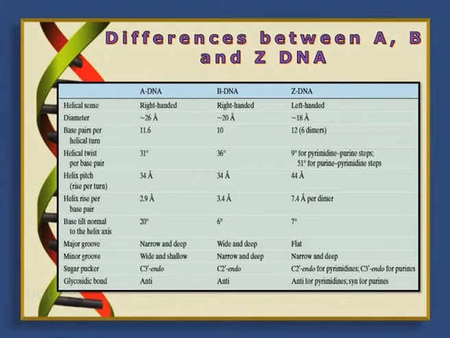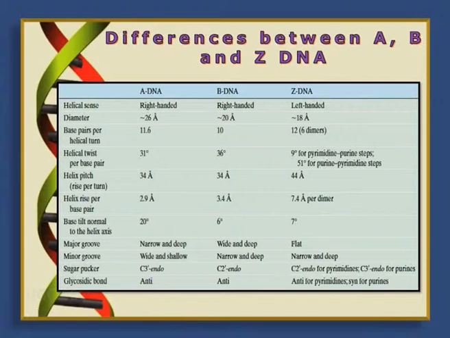So, the diameter of A DNA is 26 angstrom, B DNA is 20 angstrom, Z DNA is 18 angstrom. Base pairs per helical turn is 11.6 in A DNA, 10 in B DNA, 12 in Z DNA, making it 6 dimers. Helical twist per base pair is 31 degree in A DNA, 36 degree in B DNA, 9 degree for pyrimidine-purine steps, 51 degree for purine-pyrimidine steps.